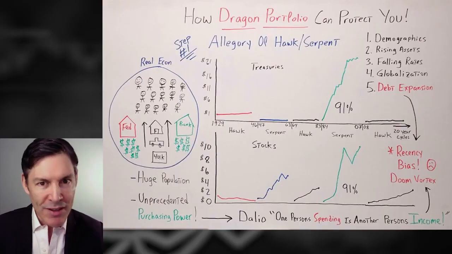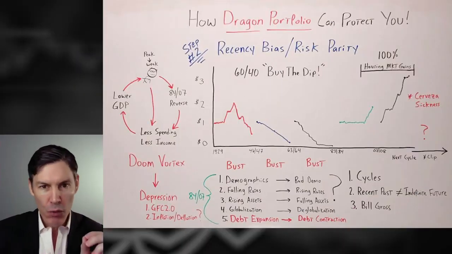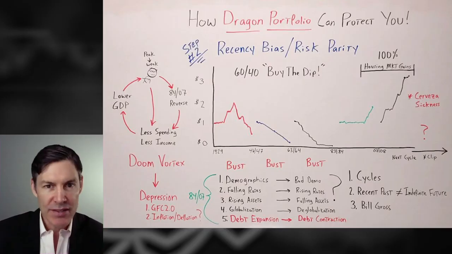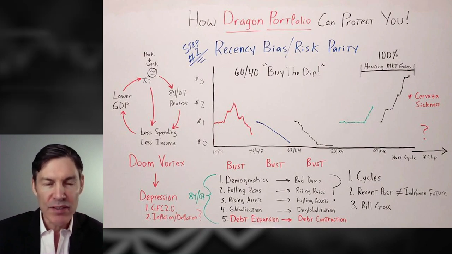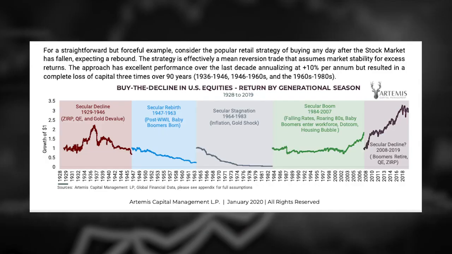So what time is it now? I think you know. It's stiff drink time. Step number 2: recency bias and the risk parity portfolio, which is basically a 60-40 stock bond split. The recency bias goes back to every single financial advisor you have ever heard telling you to buy the dip. Well, does it work? Let's go right back to Chris Cole's charts and check it out.